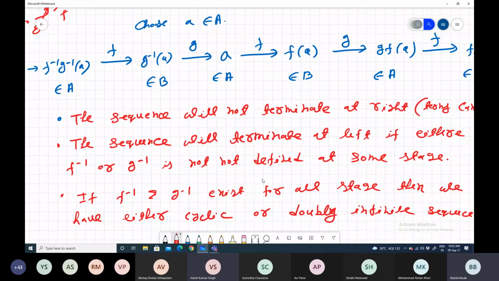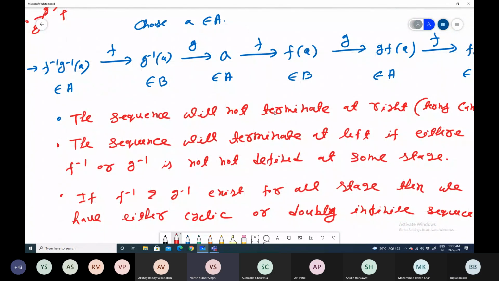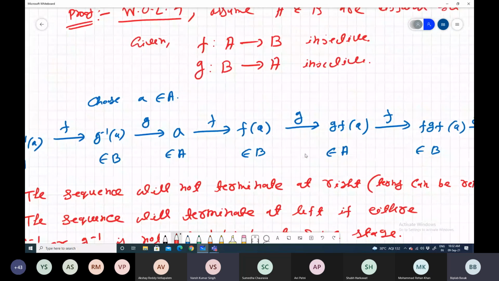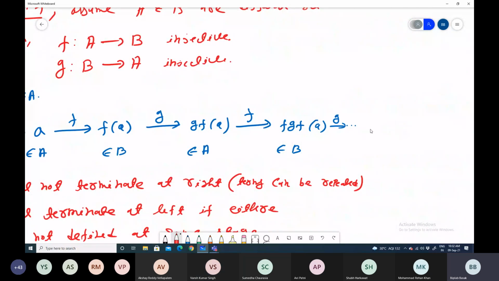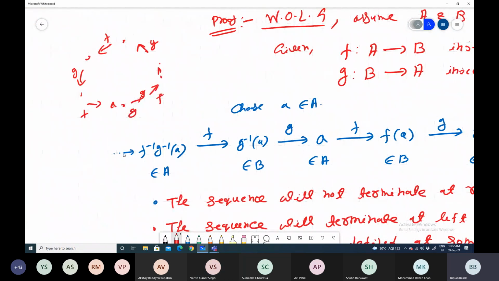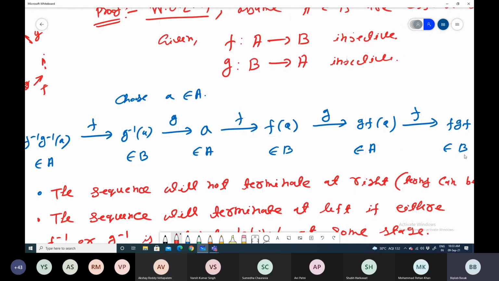Sir, please explain doubly infinite also with an example. For example, suppose on the right it is X, X, X, X, and on the left it is Y, Y, Y, Y. That means a single term is there on either side. So this is one possibility. It can be any sequence.